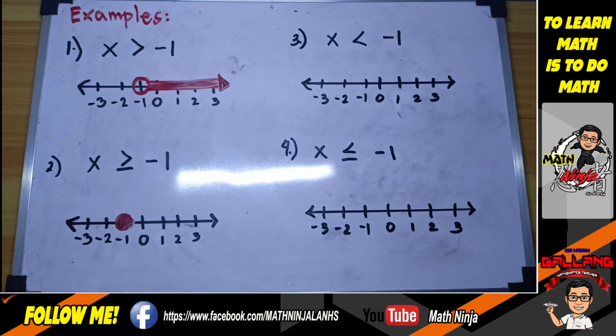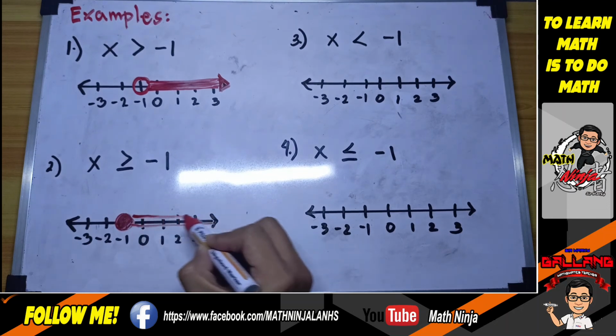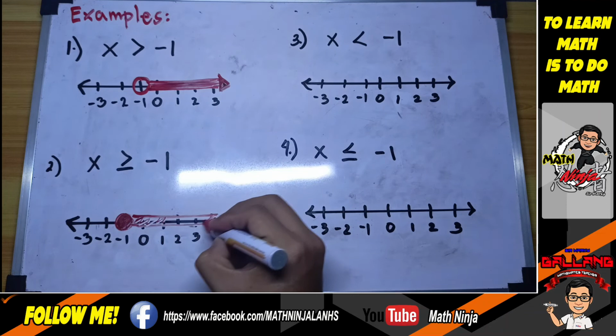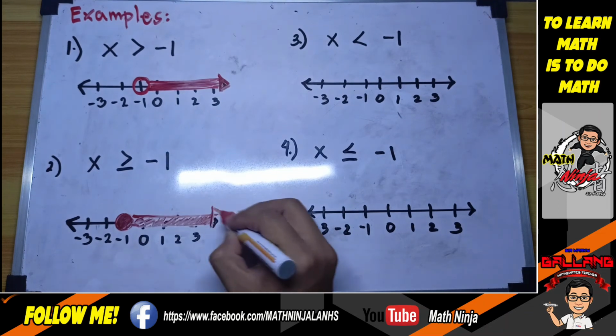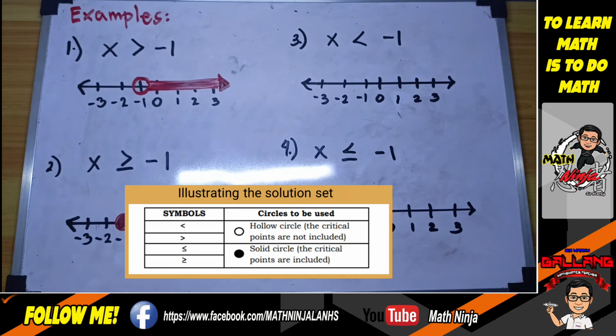Okay, so ano ba ulit yung mga numbers na mas mataas sa negative 1? So, that is 0 to positive infinity. So, isasama natin yung negative 1 din also dahil ito ay may kasamang equal symbol. So, ito yung part na ating shina-shade-an. Ibig sabihin, kasama siya sa ating solution set. Next, number 3, we have x is less than negative 1. So, identify natin kung anong circle ang gagamitin. So, ang ginamit na inequality symbol dito ay less than. So, therefore, we're going to use hollow circle.